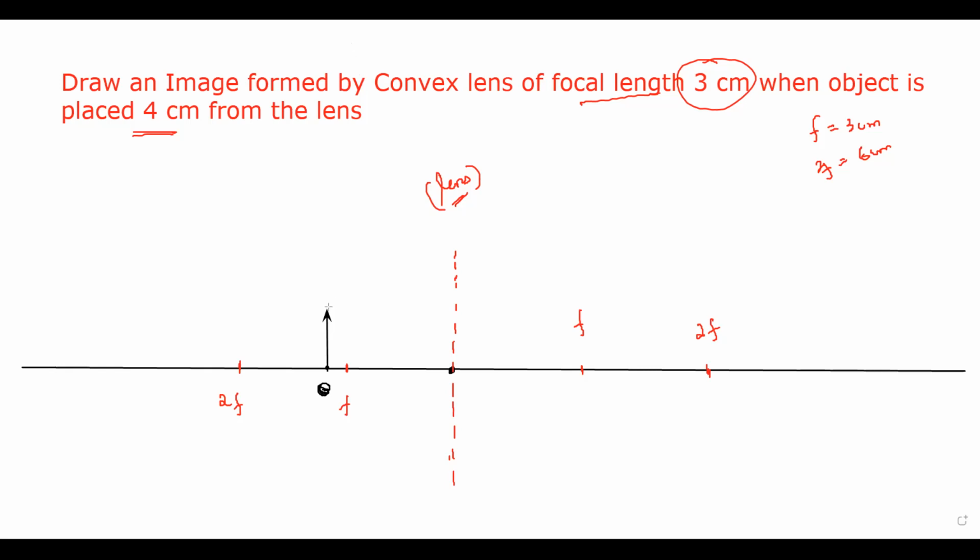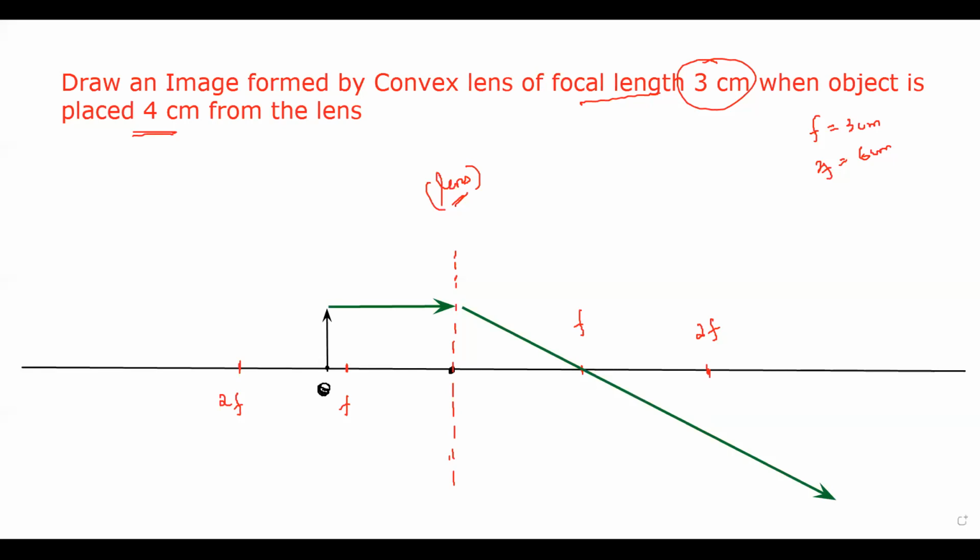parallel to principal axis. So if it is parallel to principal axis, from where it should pass? It should always pass through focus. Draw the first ray of light parallel to principal axis. It will pass through the focus. Complete this one. Parallel light ray is passing through the focus. Then one which is through the center of the lens will pass straight.